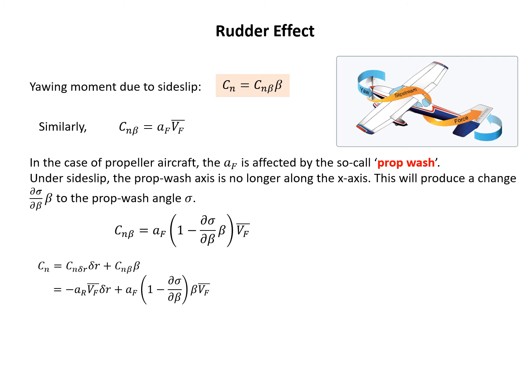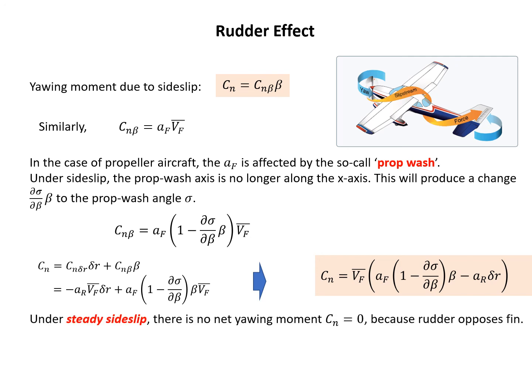So we've derived Cn beta and Cn delta R. These two aerodynamic derivatives contribute together to Cn, the yawing moment, because the rudder deflection will produce a moment, and the side slip will also produce a yawing moment. They collectively contribute to the aircraft. So we sum them up, take out the common term, which is fin volume, and then in the bracket we have some parameters.